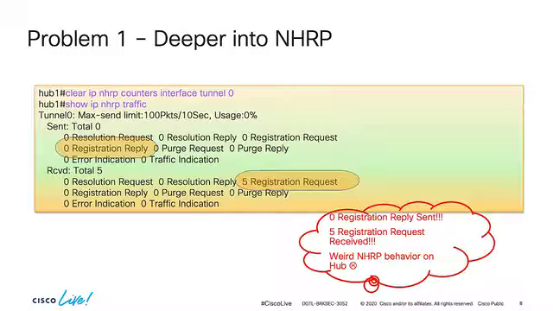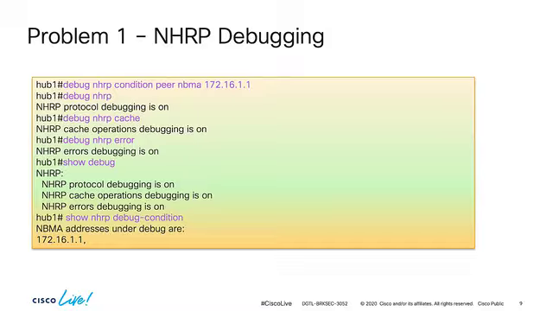So I think we will have to go to my favorite part of any kind of troubleshooting, which is debugging. We will have to turn on the NHRP debugs so that we can figure out why the hub is not actually responding to the registration request which the spoke has sent. So the debugs that you would be running are NHRP debugs, cache, and error.